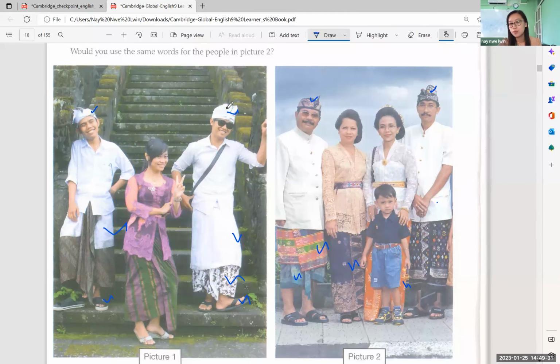Udeng. How do we call that in Myanmar? Do we have it in traditional dress? How do we call that, the thing they have to wear, especially the men? How do we call that in our language?